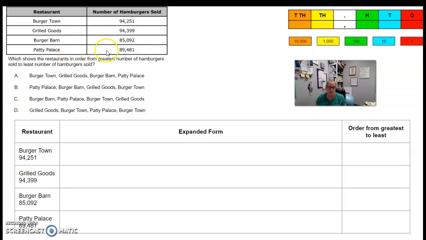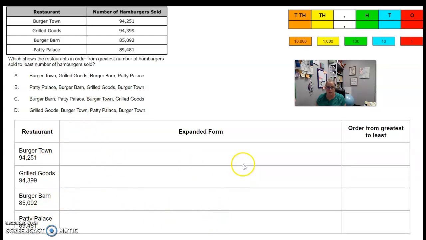Patty Palace sold 89,481 hamburgers. The question says, which shows the restaurants in order from greatest number of hamburgers sold to least number of hamburgers sold. So again, we have all of our restaurants with how many burgers they sold.